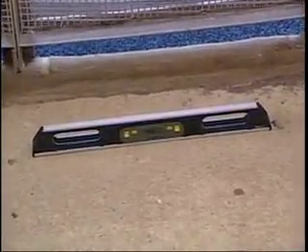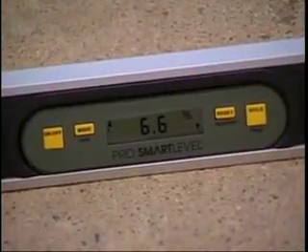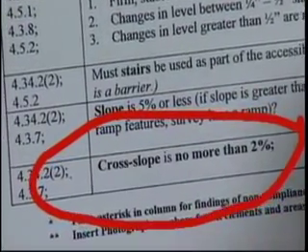When measuring the slope, you want to make sure the slope is no more than 8.33%. And as you can see, the slope is 6.6%. You also want to check that the cross slope is no more than 2%. And the cross slope is 0.7%.